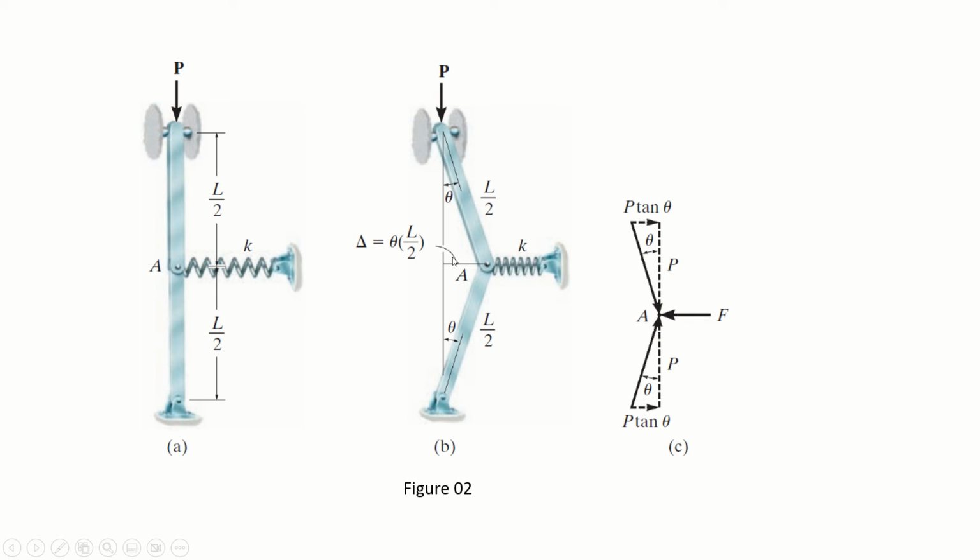Also, if you invert it, this is the inverted form of this triangle, and this perpendicular is shown here, and the perpendicular is equal to P tangent theta, you know very well, right? Now this F is equal to 2 times P tangent theta. Please keep in mind these terminologies.